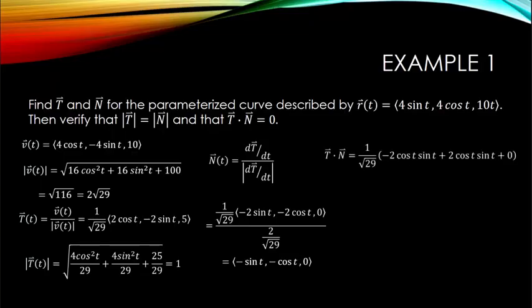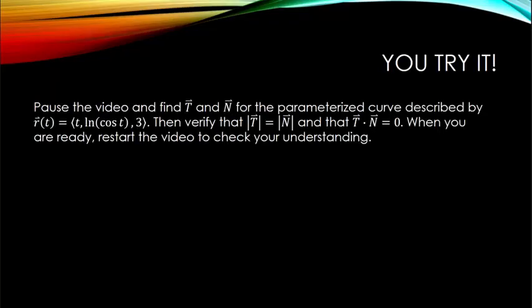The dot product of the unit tangent vector with the principal unit normal vector gives me 1 over the square root of 29 times the quantity negative 2 cosine t sine t plus 2 cosine t sine t plus 0. This is equal to 0. It shows that my unit tangent vector and my principal unit normal vector are in fact orthogonal. The magnitude of my principal unit normal vector is also 1, which is identically equal to the magnitude of the unit tangent vector. So now you get to try it.